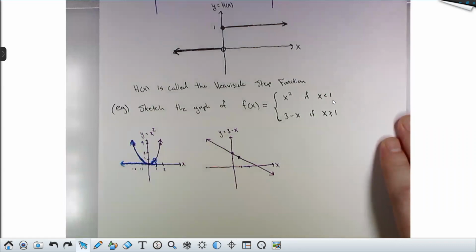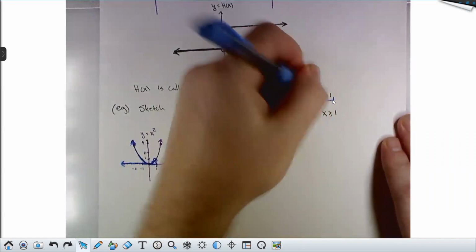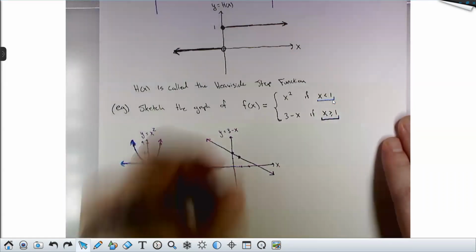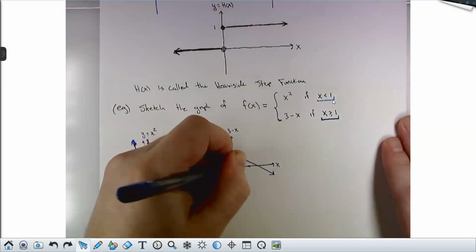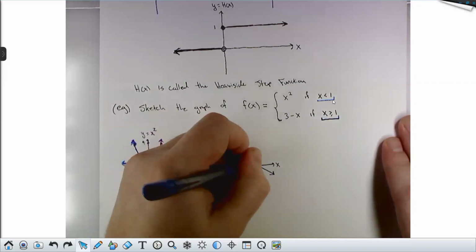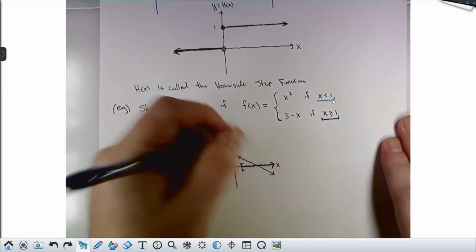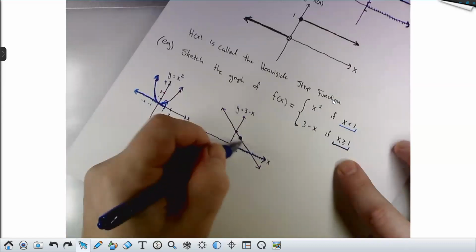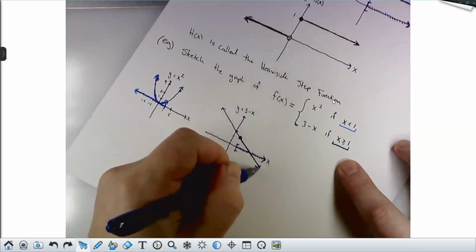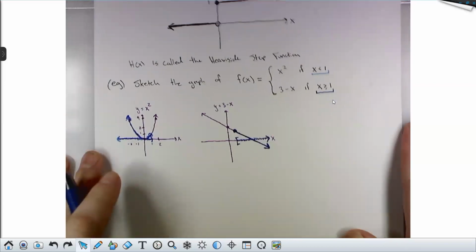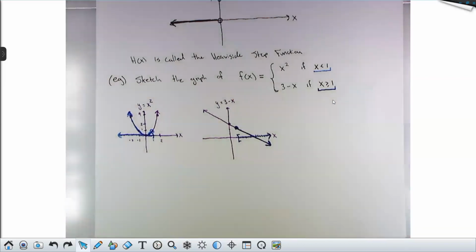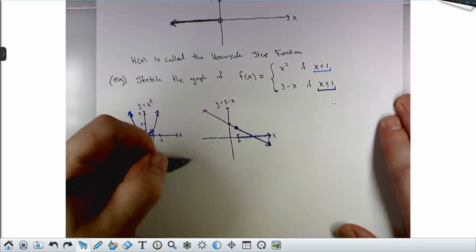And on my other graph, I just want the x's which are bigger than or equal to 1. So again, here's 1. Take all the stuff to the right of that, including 1 itself, which means I'm interested in this point and everything to the right of it. So those are my pieces. Then I can put those pieces together into a single graph.